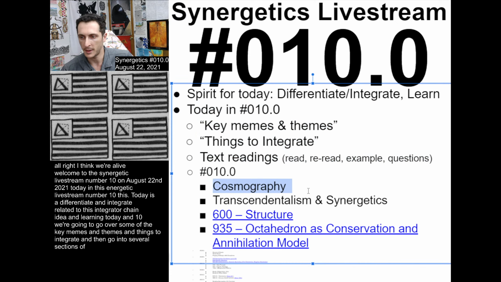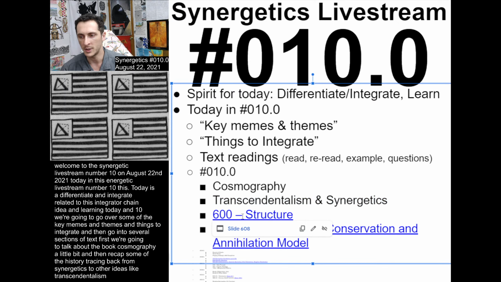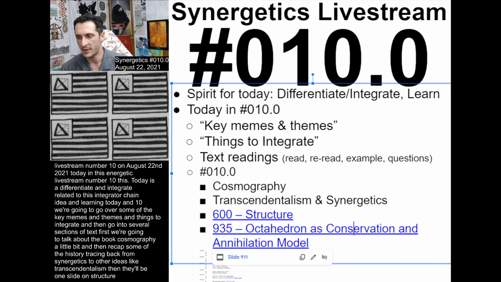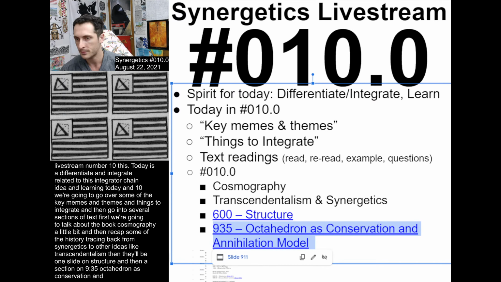First, we're going to talk about the book Cosmography a little bit, and then recap some of the history, tracing back from Synergetics to other ideas like Transcendentalism. Then there'll be one slide on structure, and then a section on 935, Octahedron as conservation and annihilation model.